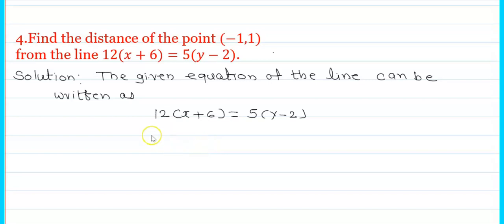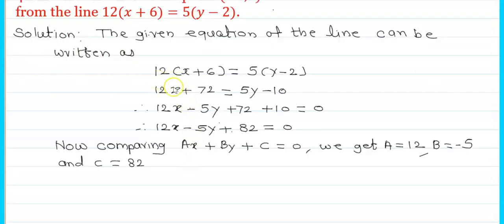Now we'll simplify this. That is after simplification 12x, 12 into 6, 72, 5 into y, 5y, 5 into 2, 10. Okay, and therefore 12x minus 5y plus 72 plus 10, that is 82. Now comparing with ax plus by plus c is equals to 0, we get a is equals to 12, b is equals to minus 5, and c is equals to 82. Okay, now we apply here the distance formula.